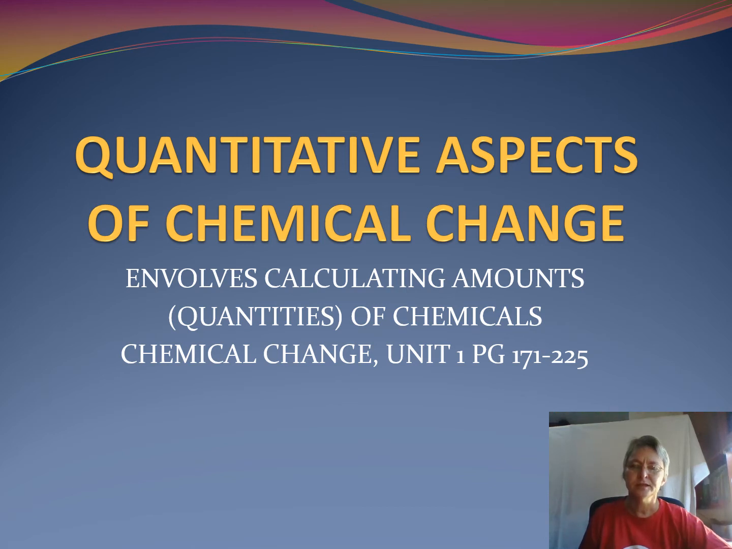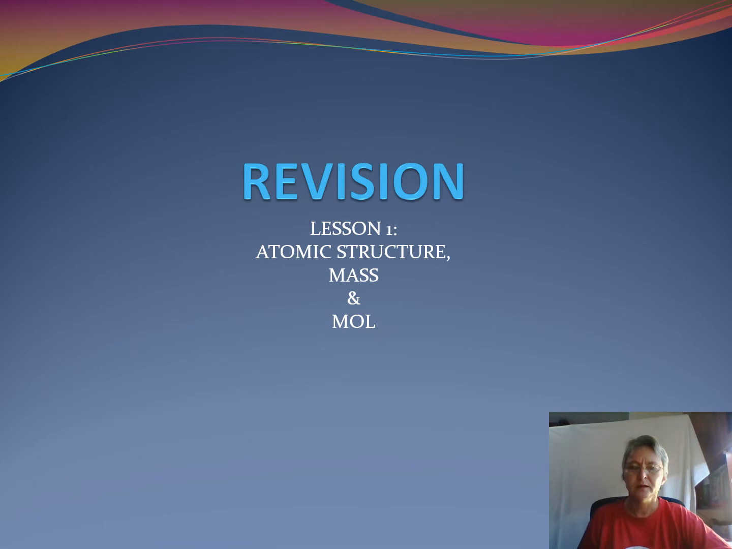Welcome back. This is the next section, quantitative aspects of chemical change, and it involves calculating amounts or quantities of chemicals. And the unit is 1 on page 171 to 225. First of all, we'll do some revision. So this is lesson 1. We're going to look at the atomic structure, mass, and mole.